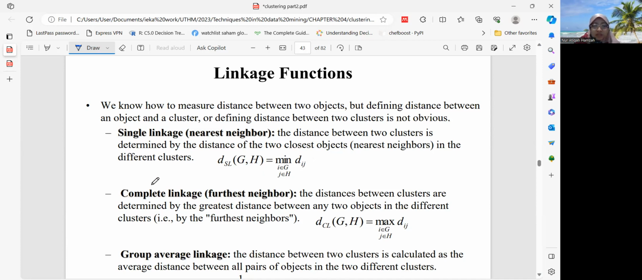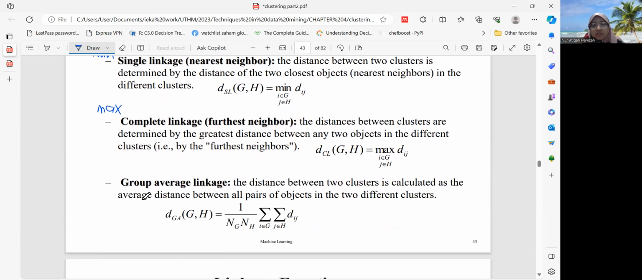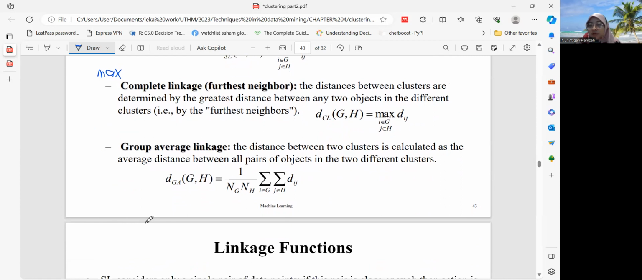But for the complete linkage or max, you have to be very careful, because there are two names. If we use the min distance, the name is single linkage. If it is the max distance, the name is complete linkage. So for complete linkage, the distance between clusters is determined by the greatest distance between any two objects in different clusters. For group average, the distance between two clusters is calculated as the average distance between all pairs of objects in the two different clusters.